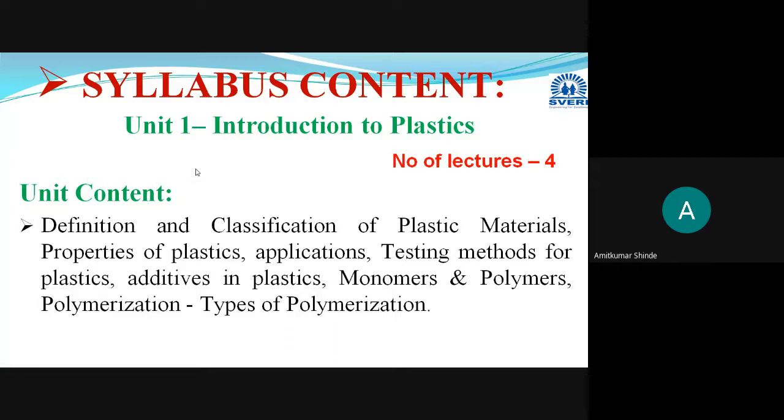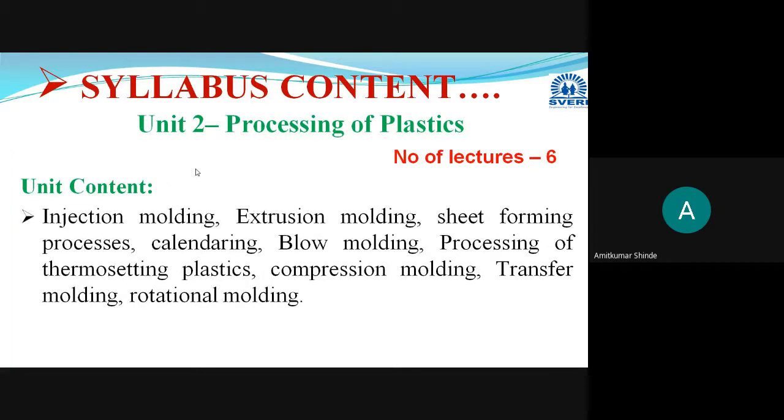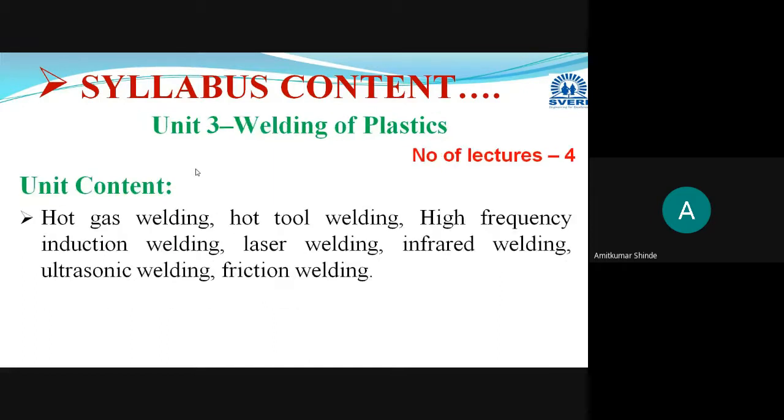their classification, their properties, and the concept of polymerization. And in the processing of plastics, we are going to deal with the different manufacturing processes that we can use for manufacturing of different components using plastic materials, like extrusion molding, blow molding, compression molding, transfer molding, rotational molding.